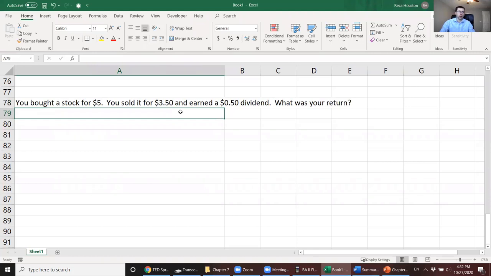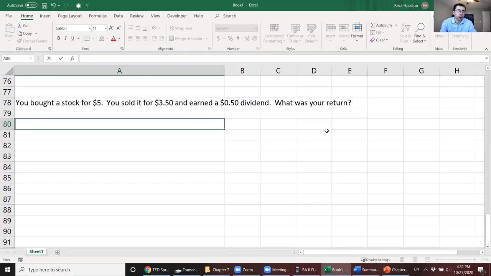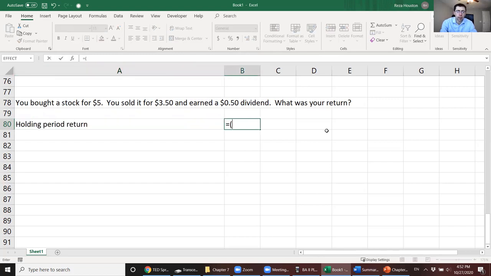Okay, so I'll just use a holding period return formula because it forces us to know both formulas. So our holding period return is just the price at the end, so $3.50, minus the price that we bought the stock for, so $5, plus any dividends, so in this case, 50 cents, all divided by the price at the beginning, $5. And so there we have a return of negative 20%.